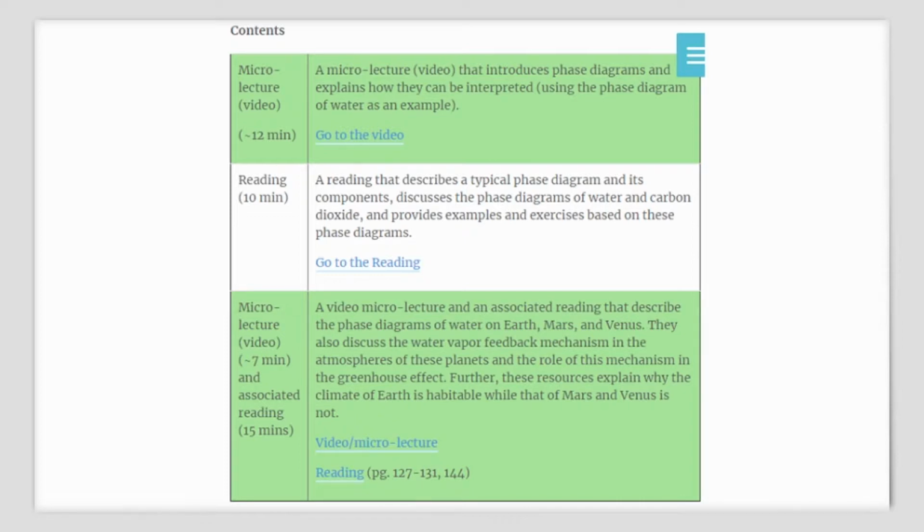This includes examples of the phase diagrams of water and CO2 and provides examples and exercises based on these phase diagrams. A short micro lecture and an associated reading that describes the phase diagrams of water on planet Earth, Mars and Venus. In this, your students can discuss the water vapor feedback mechanism in the atmosphere of these planets and the role that this mechanism plays in the greenhouse effect. These resources will help explain why the climate of planet Earth is habitable while that of Mars and Venus is not.